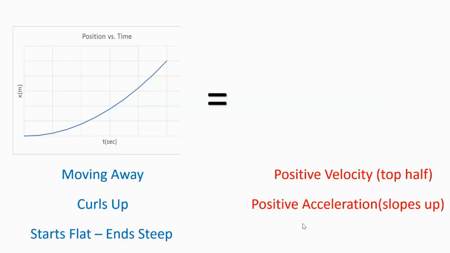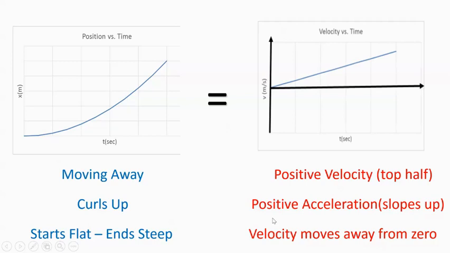This one starts flat and ends steep, which means the velocity moves away from zero. Remember, a flat line on a position graph means no velocity. So the closer the line is to being flat, the less velocity it has. It's going slow. Whereas if it gets steeper and steeper, it's going fast. So we can tell for sure that the line's going to be in the top half. It's going to be sloping up and moving away from the zero line. So there we have it right there. It would have to look like that.